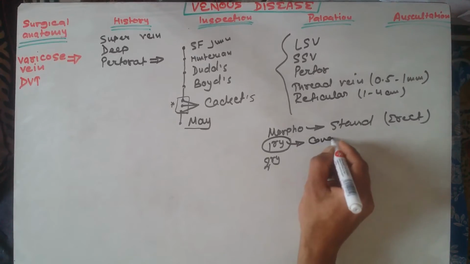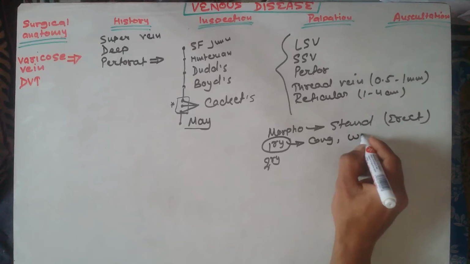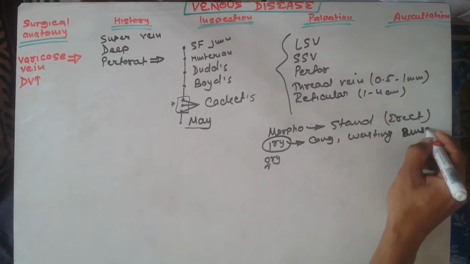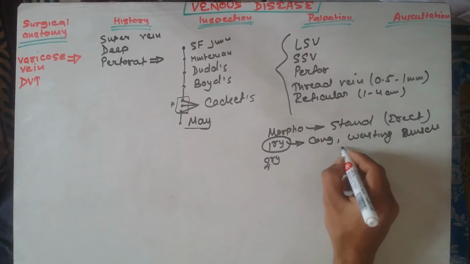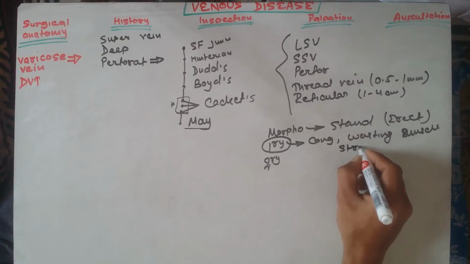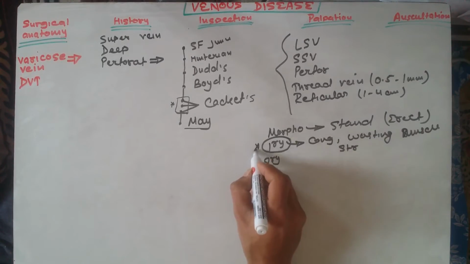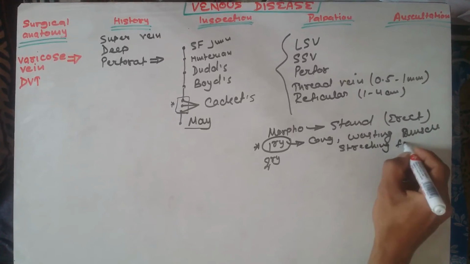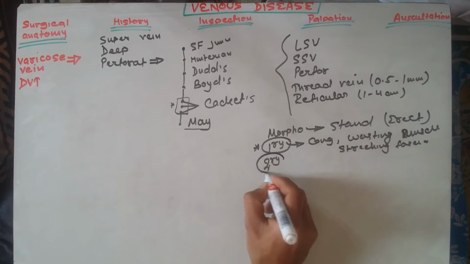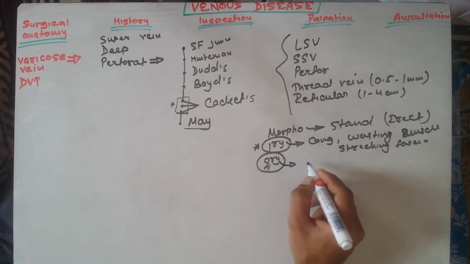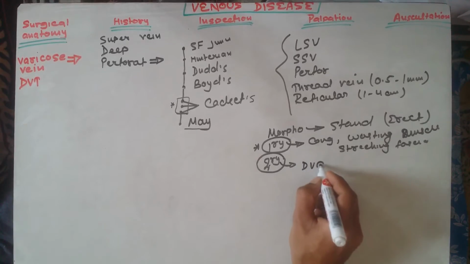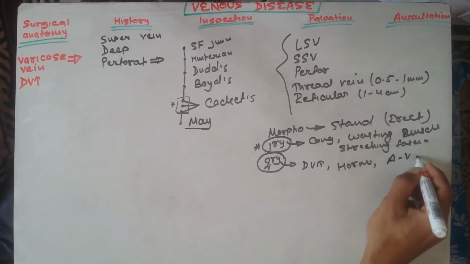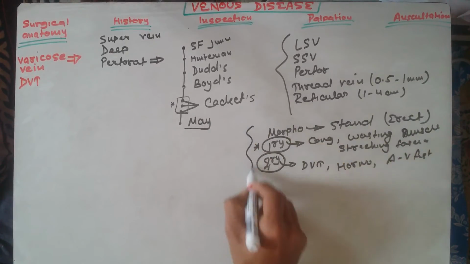It can be either congenital, or weakness or wasting of the muscle can result, and due to stretching of the deep fascia. Okay, these are some of the causes for the primary varicosity, meaning there is no venous disease present. Then the secondary varicosity is due to an underlying disease, meaning there can be DVT present, a hormonal cause, or an AV fistula. So these were some of the causes for the secondary type of varicosity.